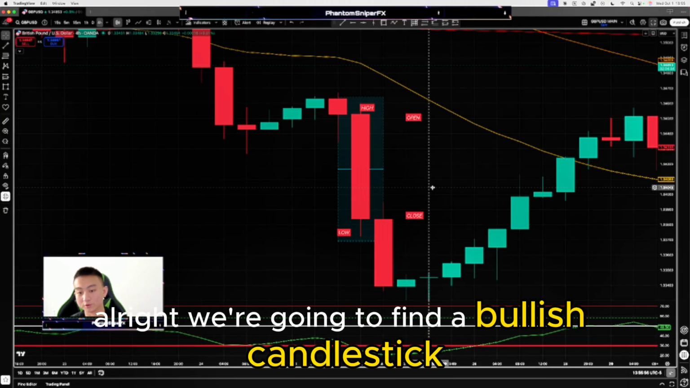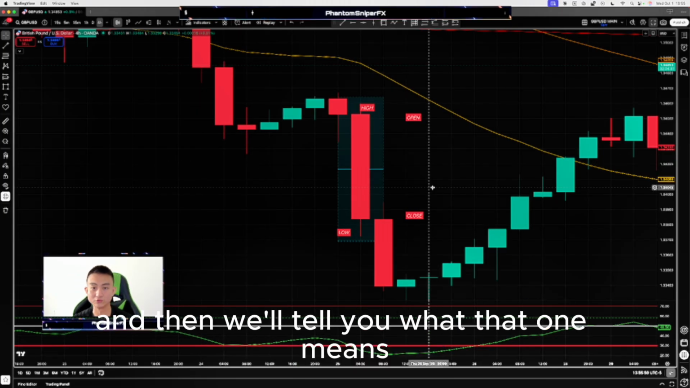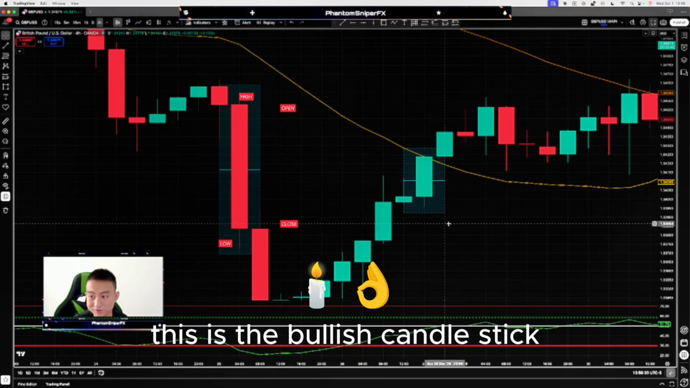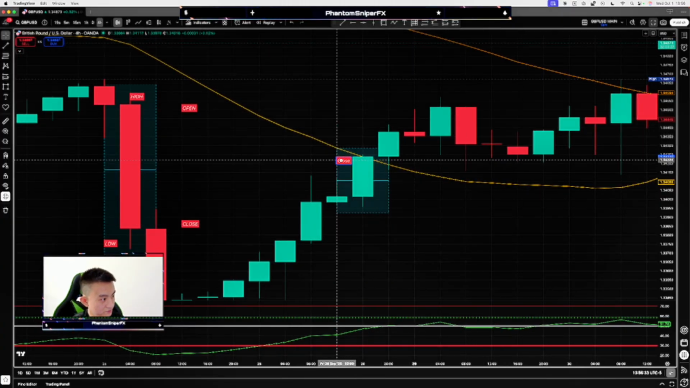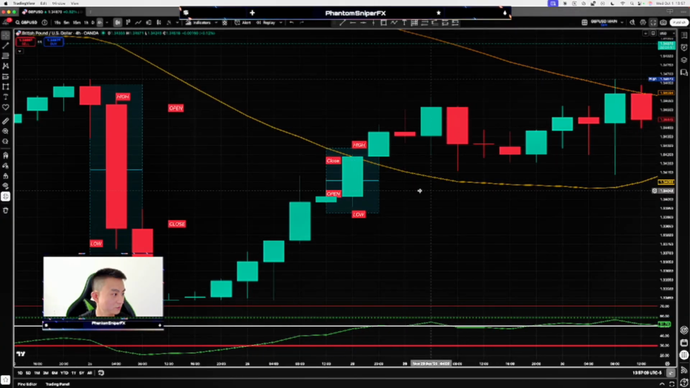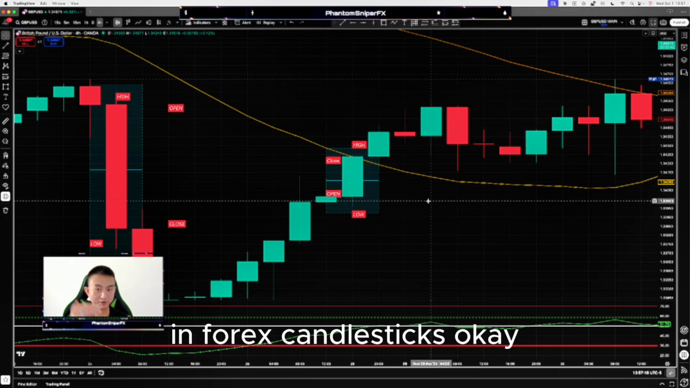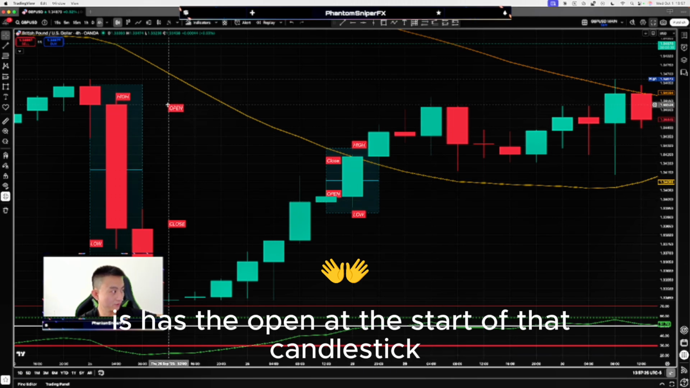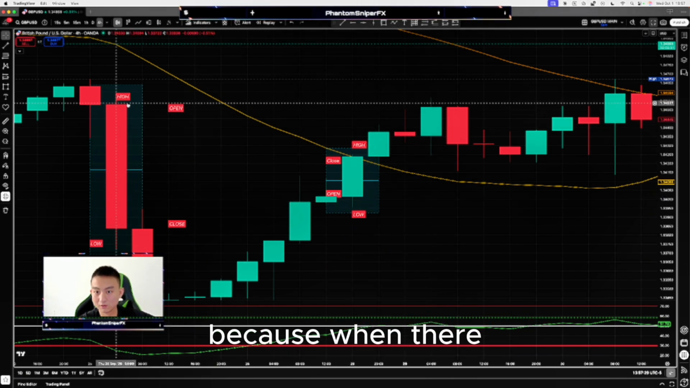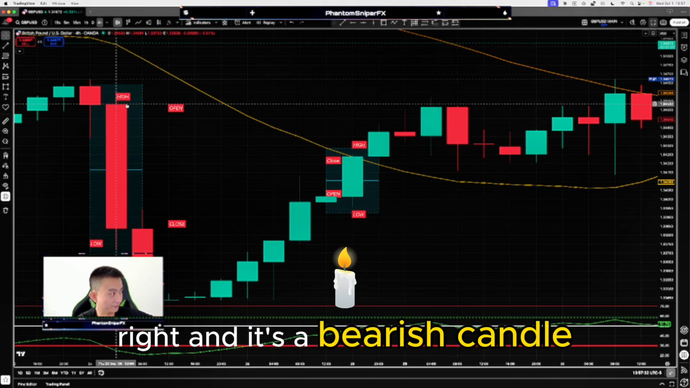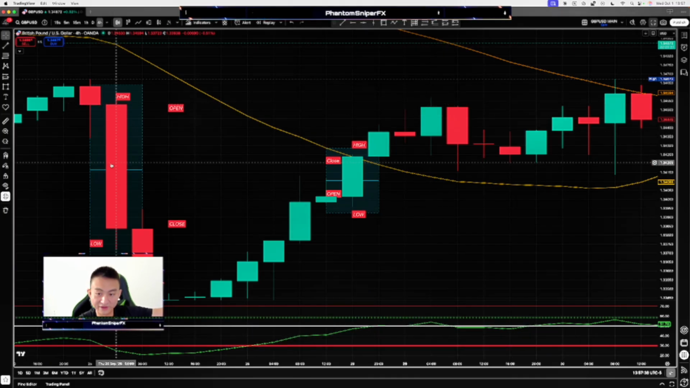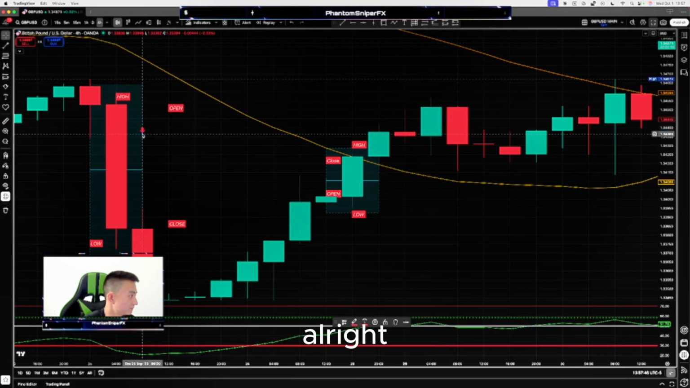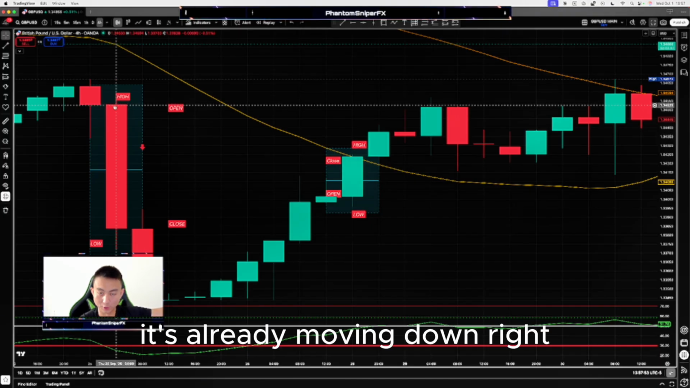Now, we're going to find a bullish candlestick and then I'll tell you what that one means. I see you falling asleep over there. Stay with me. This is the bullish candlestick. This is the close. I know what you're thinking, bear with me. In Forex candlesticks, the bearish candle has the open at the start of that candlestick, because when there's a lot of selling pressure, and it's a bearish candle, it moves downwards. It goes in a downtrend direction. Here, let me show you real quick. Here. All right, so it's moving down. As it opens, it's already moving down, right?